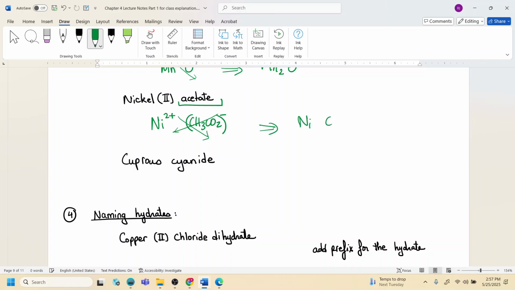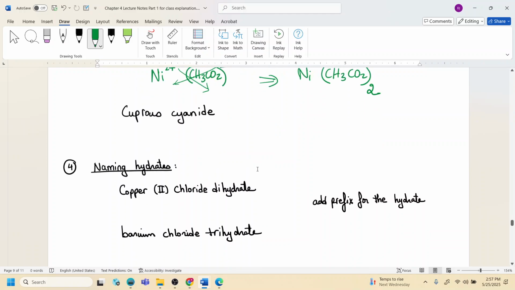So I'm going to have nickel and then CH3CO2 in parentheses, you guys, and then this is going to be 2. So the 2 is for every single element in here. So you have 2 carbons, you have 6 hydrogens, you have another 2 carbons in there, so a total of 4 carbons, and then you have 4 oxygens.